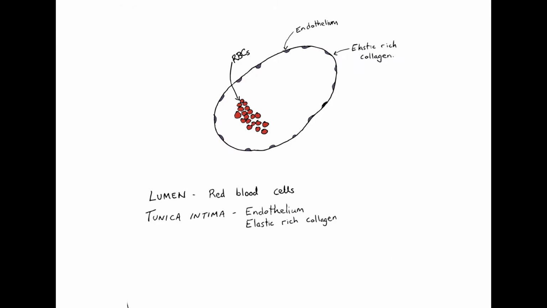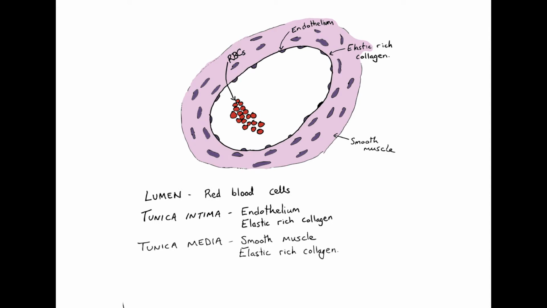The tunica intima is the closest to the lumen and consists of just the endothelium. In large arteries there's a layer of elastic-rich collagen just underneath the endothelium too. The next layer is the tunica media, which is composed of smooth muscle. In large arteries there are more elastic fibres here. The tunica media is much thicker in arteries compared to veins.